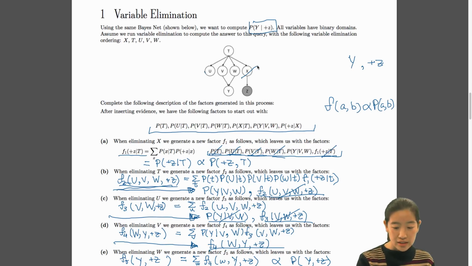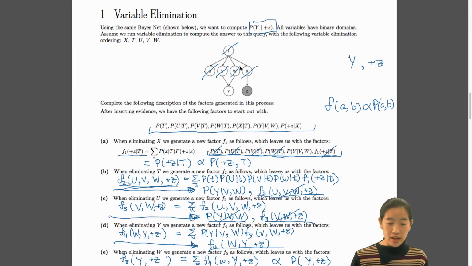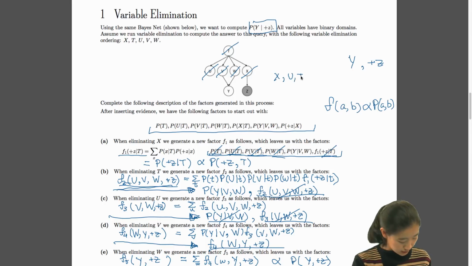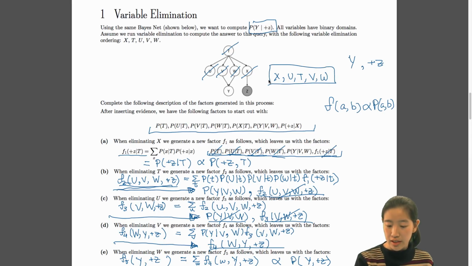So we can first eliminate x, and then we can eliminate u, and then we can finally eliminate t, and then v, w. And then that would give us a smaller factor. In fact, let me just write that down. X, u, t, v, and w. So if we eliminate in this order, we see that each time we eliminate, this one is only going to have 1 free variable. When we eliminate u, this one only has 1 free variable. When we eliminate t, we're only going to have 2 free variables. Same for when we eliminate v and w.